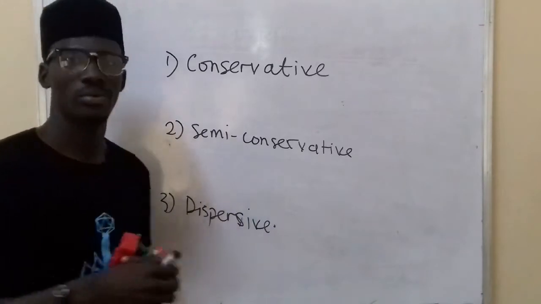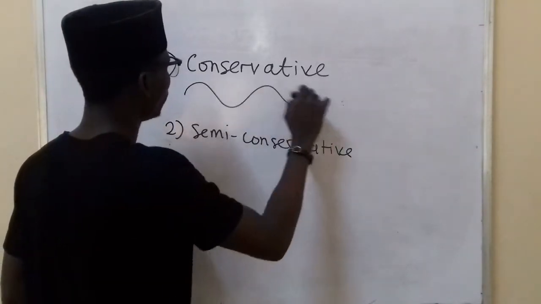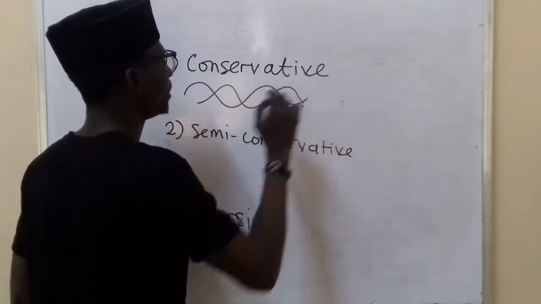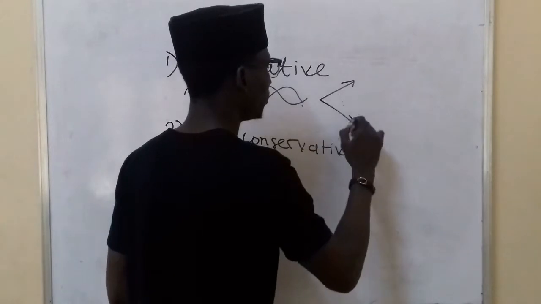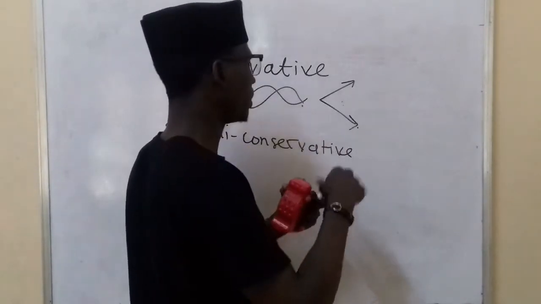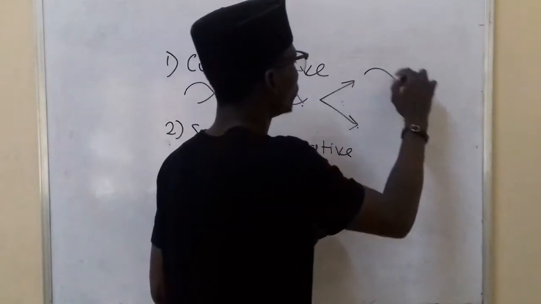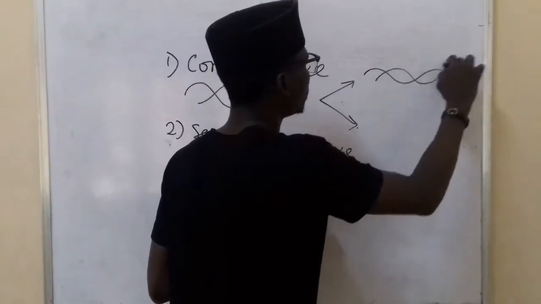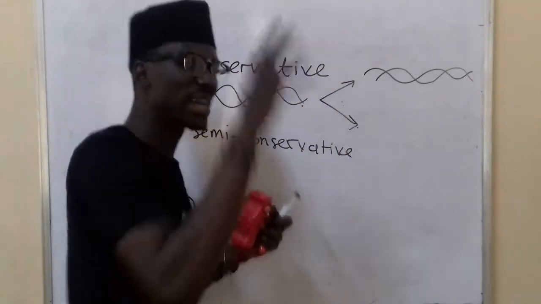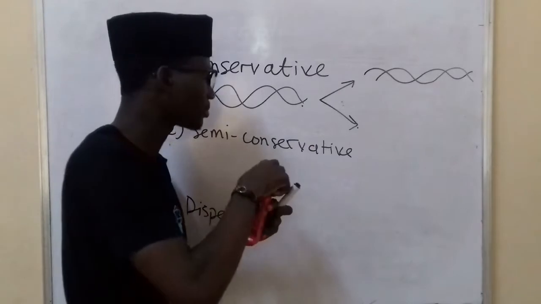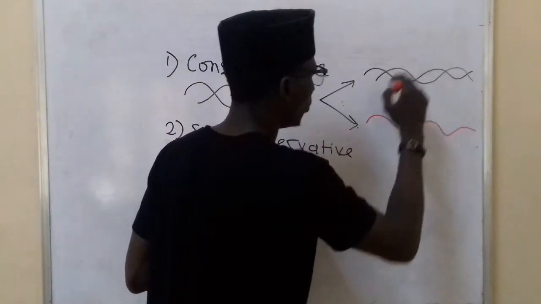Now, the conservative model just says that during the process of replication, take for example, if this were the DNA molecule, this is the parent molecule, then one of the daughter molecules is exactly the same as the parent molecule, and the second daughter molecule is a copy of this daughter molecule.